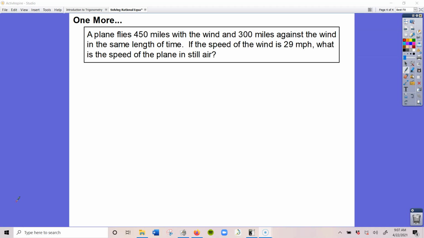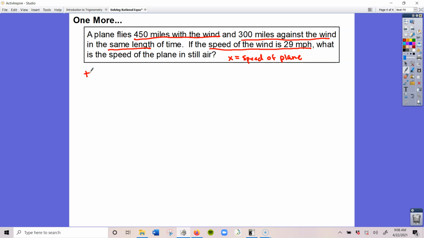Here we are told that a plane flies 450 miles with the wind and 300 miles against the wind in the same length of time. So same length. If the speed of the wind is 29 miles per hour, what is the speed of the plane in still air? So that's going to be my variable. X is going to be the speed of the plane. Now, how can I write out an equation that would represent this scenario?